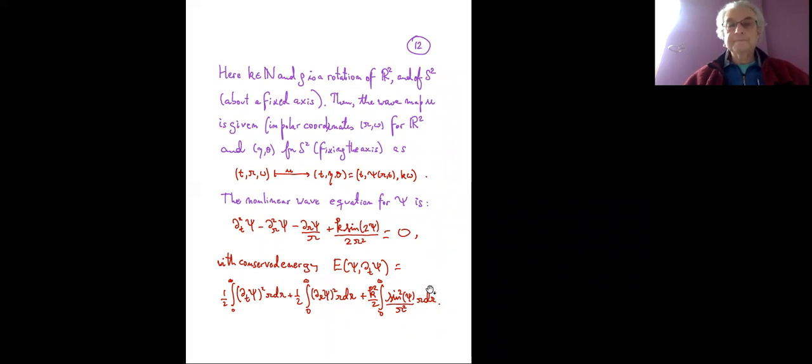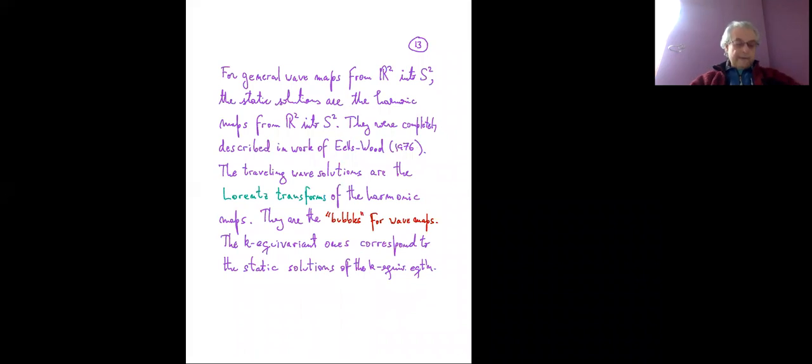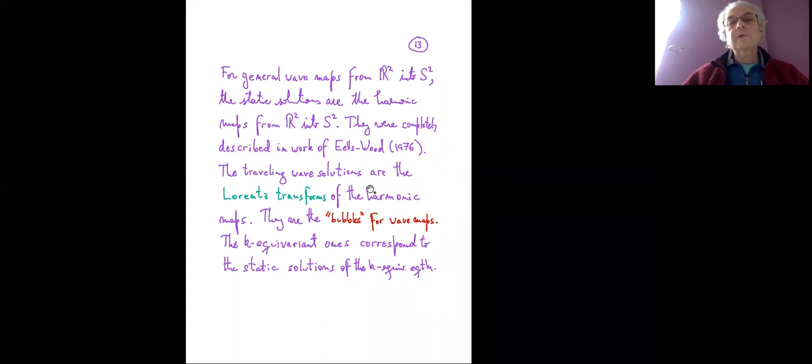For general maps from R2 into the sphere, the static solutions are just the harmonic maps from R2 into the sphere. There's a complete list of harmonic maps from R2 into the sphere. These were completely described in work of Eells and Wood in 1976. The traveling wave solutions for wave maps are also known, and they're simply the Lorentz transforms of the static solutions, of the harmonic maps. And these are what take the role of bubbles in harmonic maps for wave maps.